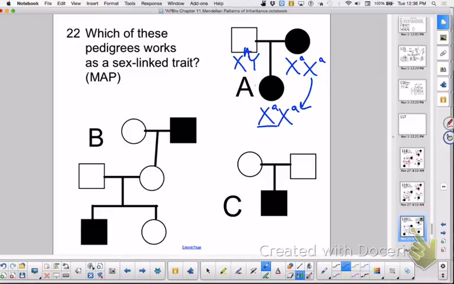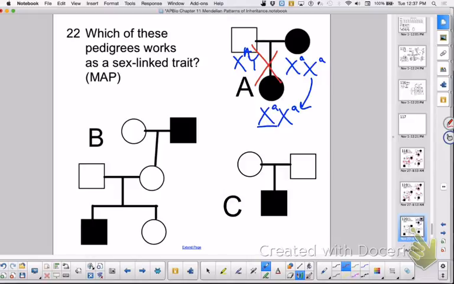So will this work for sex-linked? No, it will not. Because when a daughter has a sex-linked disease, so too will her father. The father is going to give her the second bad one, because we're assuming for our sex-linked diseases that they are all recessive. Okay? So now let's look at this one.